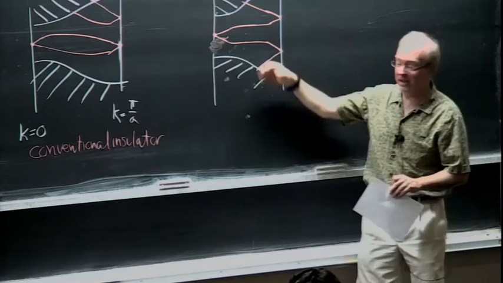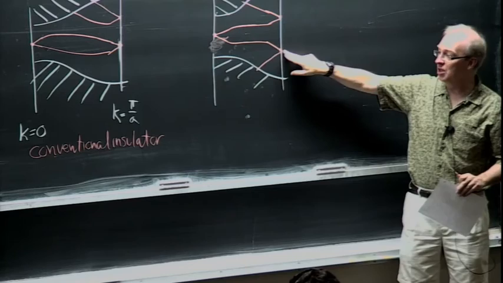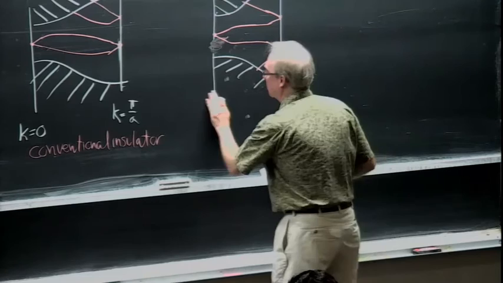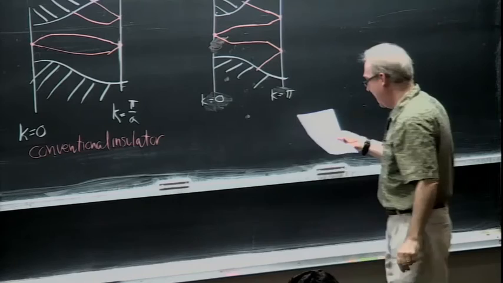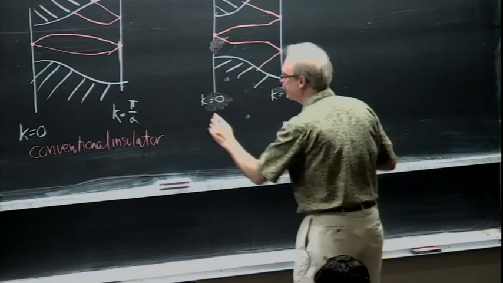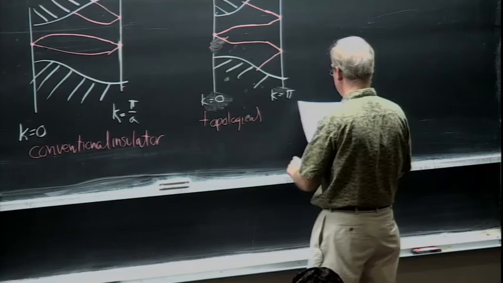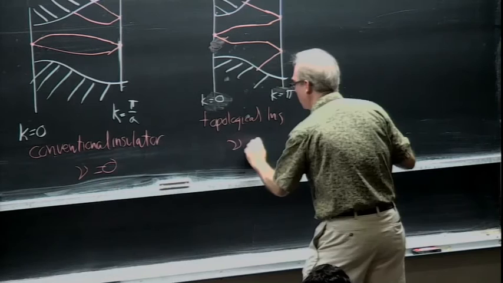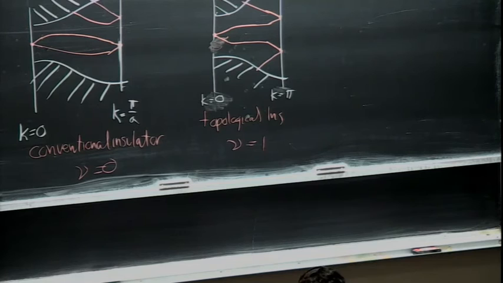You can't get rid of them as long as you keep time reversal symmetry, which glues these states together at these time reversal invariant points. This is k equals 0. K equals pi. Okay? And so this is the topological insulator. So this one I'll call nu equals 0, nu equals 1, where nu is my Z2 topological invariant.